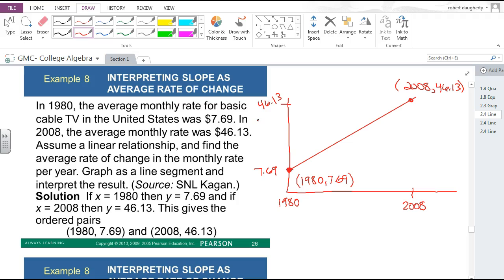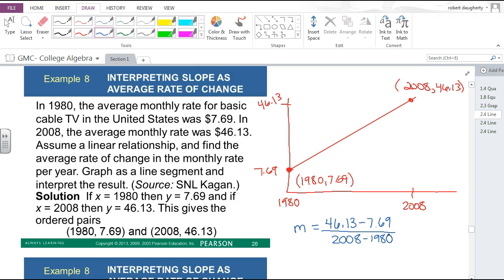So they're asking me to find the average rate of change in the monthly rate. That's just a way of saying find the slope. Okay. So if I look at the slope, what is the slope of that line going to be? The slope of that line is going to be change in y, $46.13 minus 7.69, divided by change in x, 2008 minus 1980. That's going to be my rate of change.